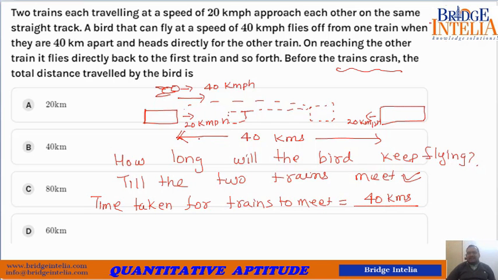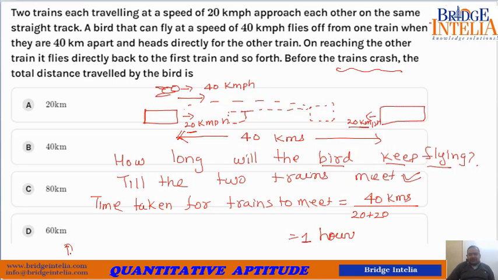They were helping each other. Helping means their velocities will get added, 20 plus 20. So 40 by 40. So time taken to meet is equal to 1 hour. So the bird keeps flying for 1 hour.